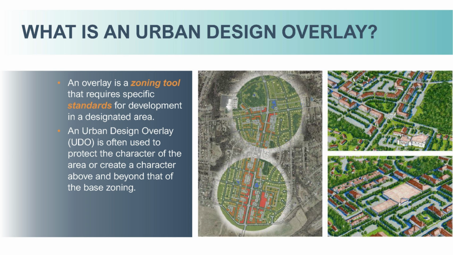And so an urban design overlay, which we're going to probably refer to as a UDO for most of this presentation, is generally used to preserve the character of the community or to create a character through new development that goes above and beyond what could be accomplished by the base zoning. So it's intended to shape the public realm by establishing parameters for how the built environment interacts with the human scale through the design of buildings, how buildings relate to one another and to the street, as well as public spaces, landscapes, and streetscapes in a specific area.